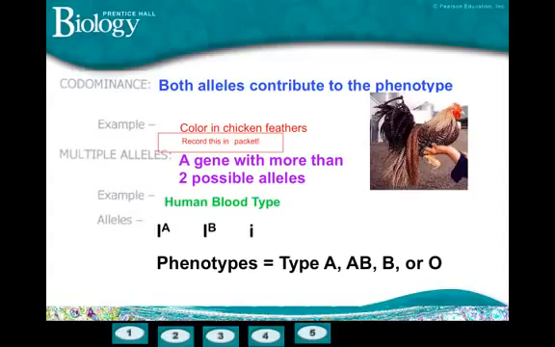Multiple alleles is probably the most difficult type of inheritance for people to understand. It's a gene where there's actually more than two possible alleles. Human blood type is a perfect example. There's actually three alleles. You can inherit the allele for A blood type, designated like this, B blood type, or the recessive allele, which is what gives us O blood type. So the different possible combinations for phenotypes include type A, type AB, type B, or type O.